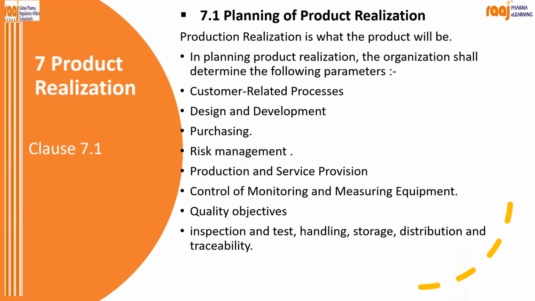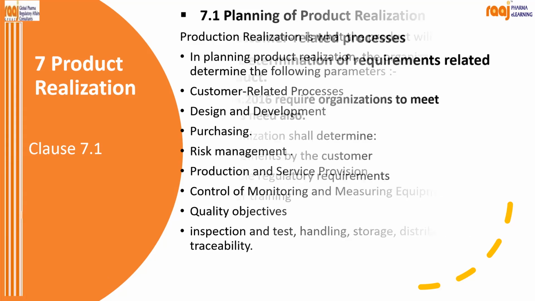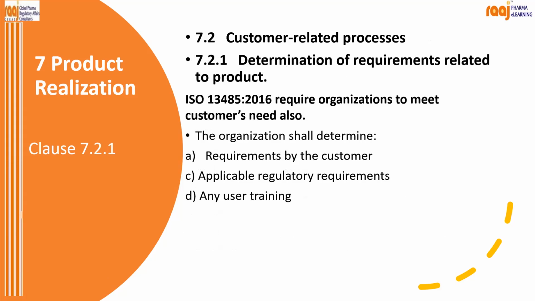Then come to the seventh clause, which is product realization. You have to make a quality plan, right? The planning of product realization. In planning of product realization, the organization determines the following parameters. You have to define the customer related processes, design and development, purchasing, risk management, production and service provision, control of monitoring and measurement equipment, quality objectives, inspection and test, handling, storage, distribution, and traceability. Identification and traceability is also important in this clause. So now one by one they have defined.